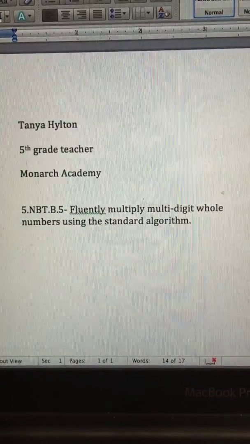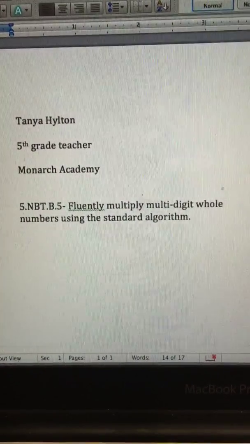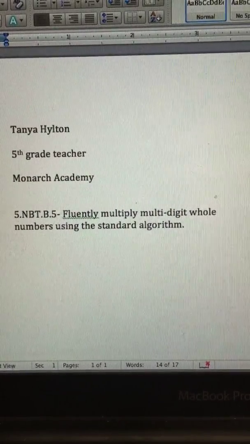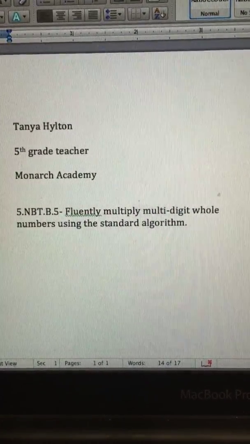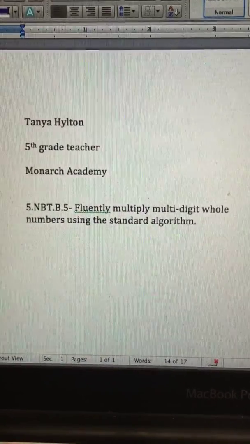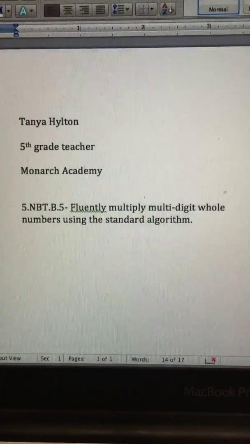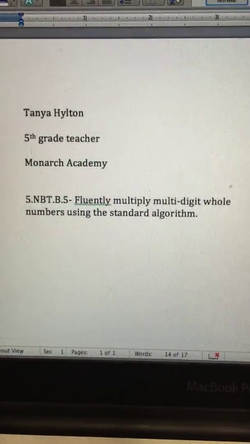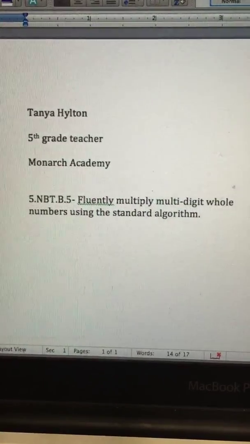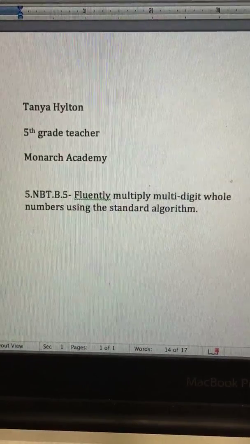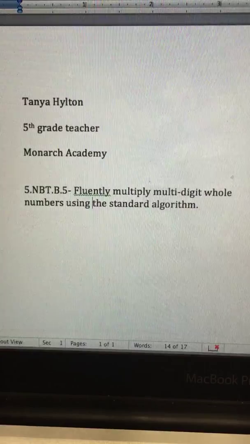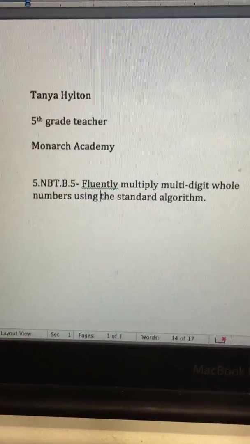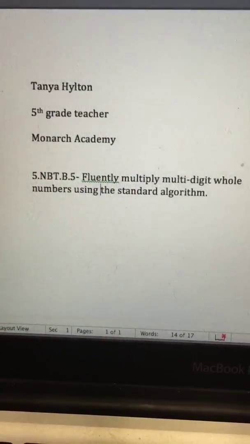I'll be working on fluently multiplying multi-digit whole numbers using the standard algorithm. So we know that the standard algorithm is a big skill that 5th graders need to learn and master by the end of 5th grade. Now, when I introduced the standard algorithm, I introduced it using two different strategies before we jumped into the actual algorithm. I found that my students needed time to conceptualize and understand exactly what was happening in the standard algorithm before they jumped in and started doing it. So we're going to look at the two strategies that I use when introducing this skill.